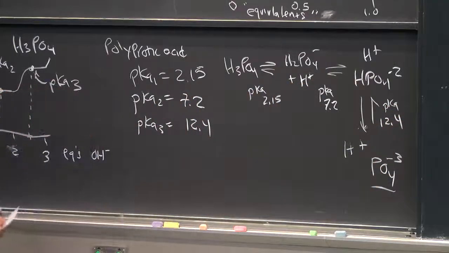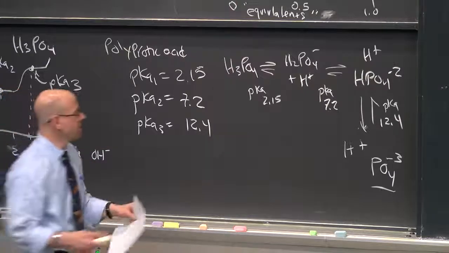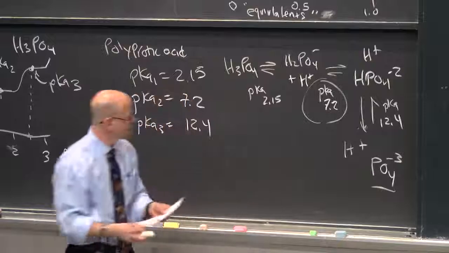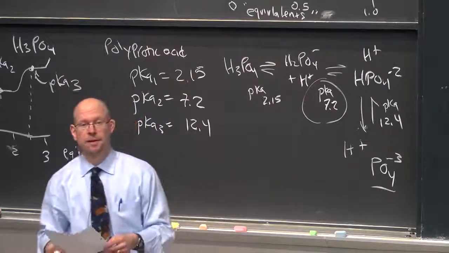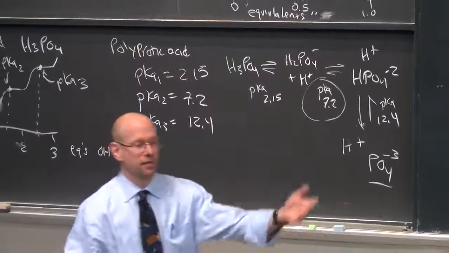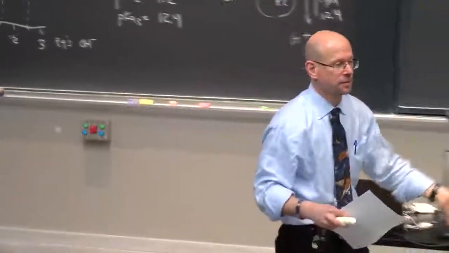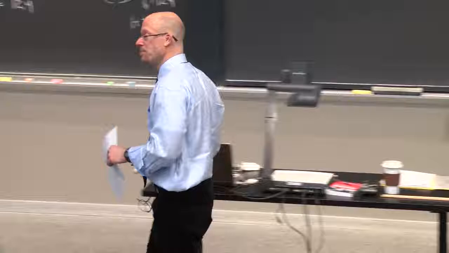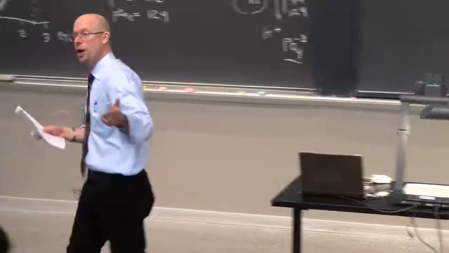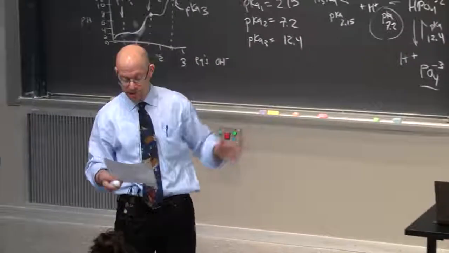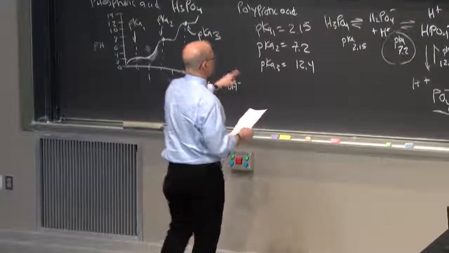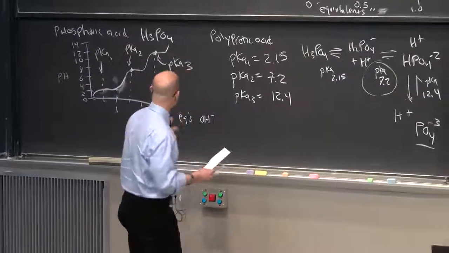Now, is there something special about that pKa of 7.2? What's the normal pH of your body, of your blood? 7.4. So because that pKa is pretty close to the pH of your blood, phosphate makes a pretty good buffer. To understand that, we're going to have to talk a little bit about what we mean by a buffer.